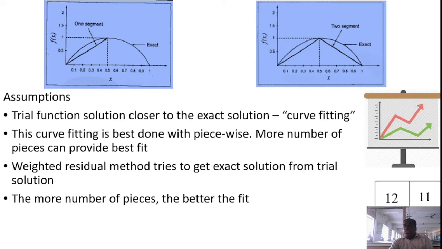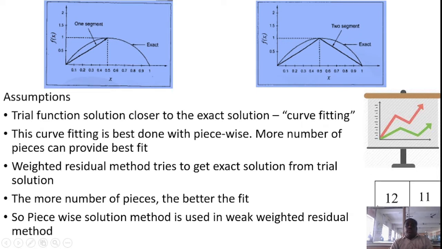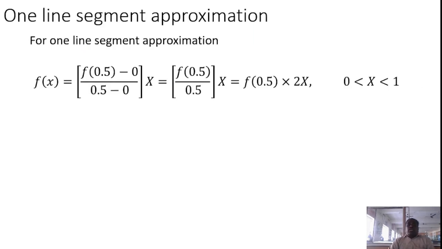Here you see I can split the domain into 12 pieces, or into n pieces. From this we can get the exact solution rather than an approximate solution. And so the piecewise solution method is used in the weak form of the weighted residual method. I can explain the same with some problems.